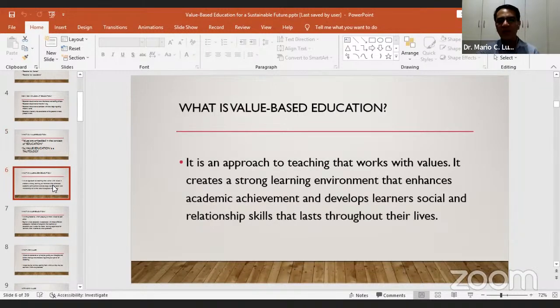So what is values-based education? It is an approach to teaching that works with values, by creating a strong learning environment that enhances academic achievement. The role of the teacher is to create a learning environment that is full of values. And how do we define a learning environment full of values? Probably appreciating our students, developing their talents, building good relationships that last throughout their lives. We are making an impact on our students.